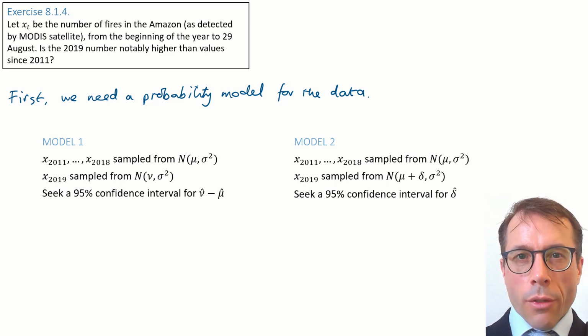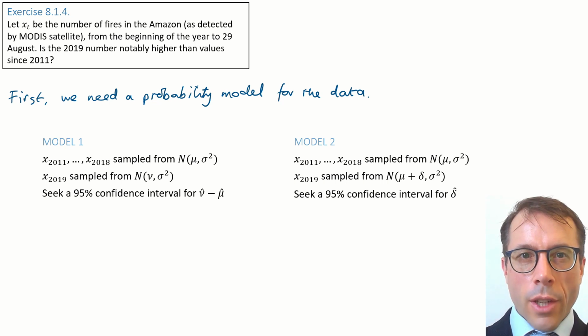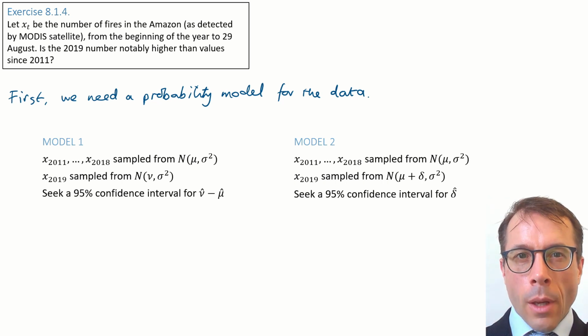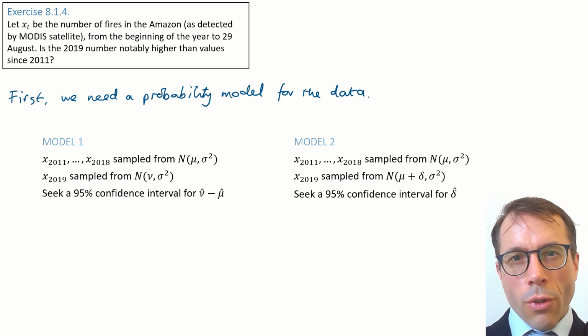The question here asks us about the difference between 2019 and the years from 2011 to 2018, so I definitely need a model that's got enough parameters to express the idea that 2019 is different. And I think there's a subtext in the question that says there's nothing much to distinguish the individual years between 2011 and 2018, so I'm not going to do so in my model. Of course, you are totally free to propose a different model.